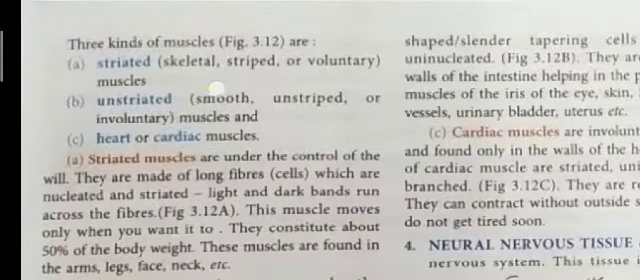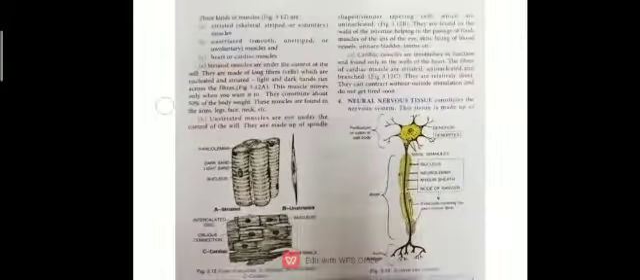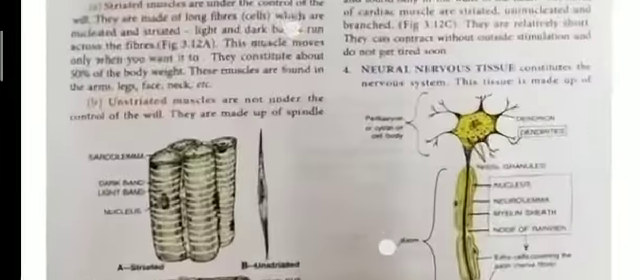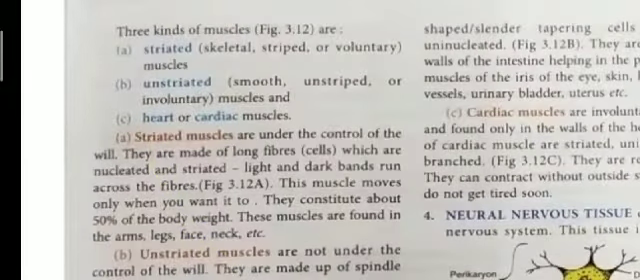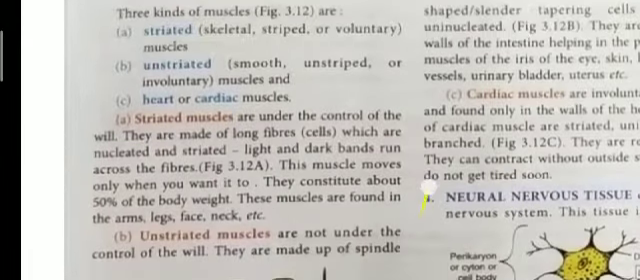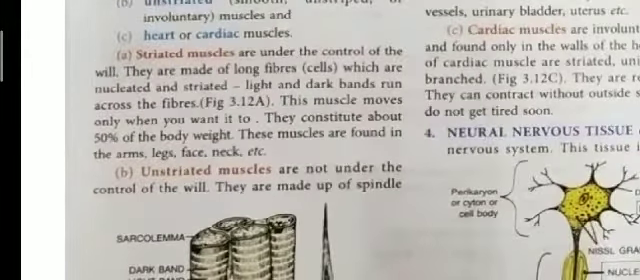It is a skeletal muscle. It is voluntary. Voluntary means which we can control. So striated, we can control. Unstriated, we cannot control it. These are involuntary. And cardiac muscles are basically the heart muscles, which are also involuntary. So striated muscles are under the control of our will.